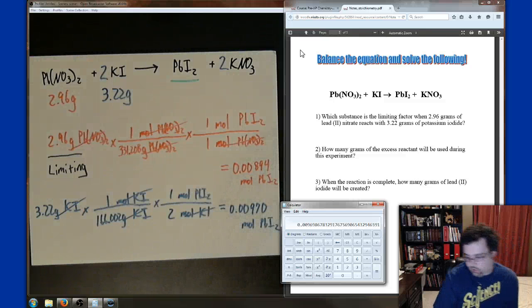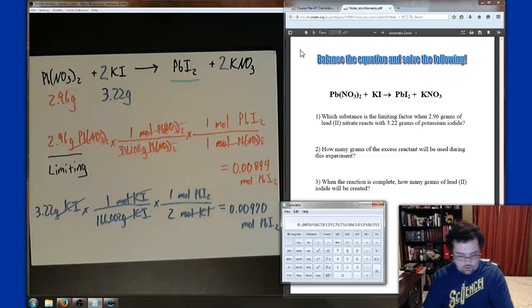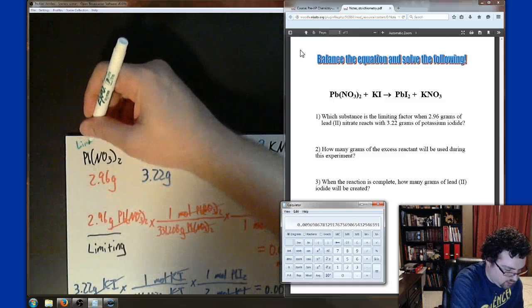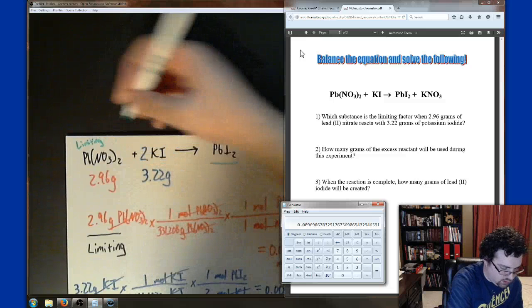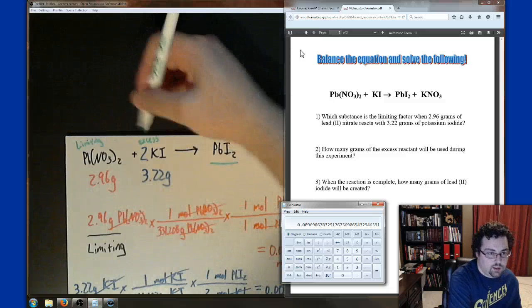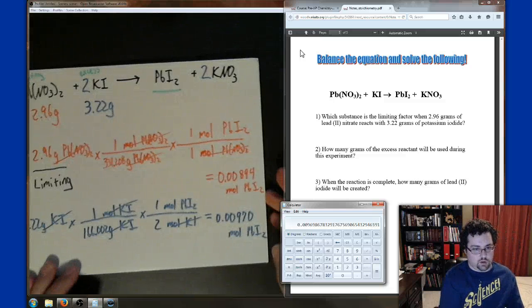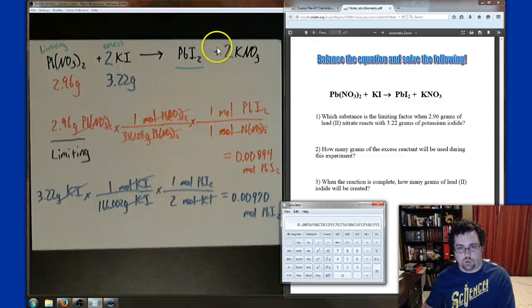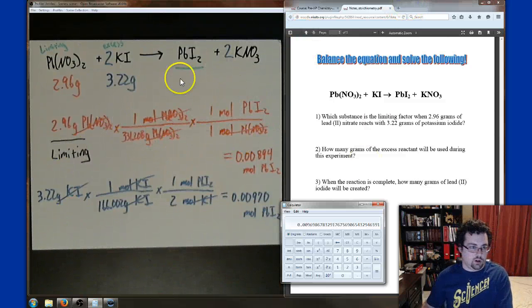So up top here, in green, I'm going to write limiting on top of that guy, and excess, so I remember which one is which. That's limiting, that's excess. Okay, so there's all the work for that. Alright, so that's question 1. Luckily, this is the hardest part of the problem.